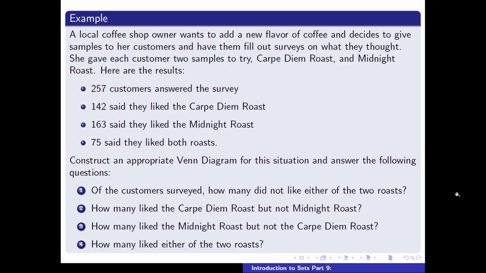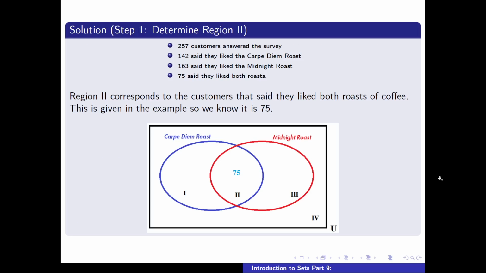Let's begin with our construction. I have my information about my survey right up here. Like we've done previously, we start with the center, the regions with the most overlap, and work our way outward. We described this in a previous video, so if you missed that, please be sure to check it out. For two sets, the innermost is going to be region 2 here.